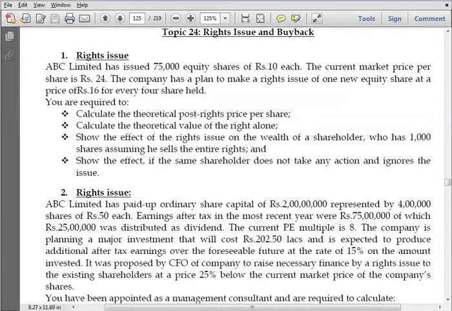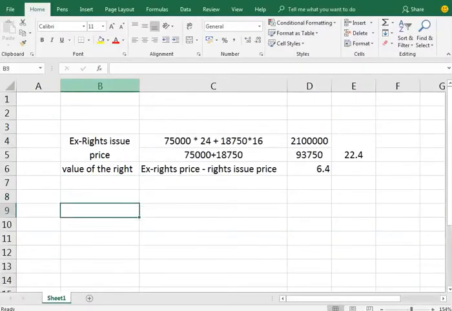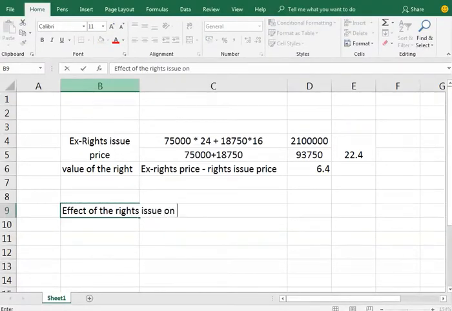So he is holding 1,000 shares. So let's do all the 3 scenarios. In one case, he'll subscribe to the rights issue. Second case, he will sell the rights. And in the third case, he is going to ignore the rights issue. Clear? So next, effect of the rights issue on wealth.